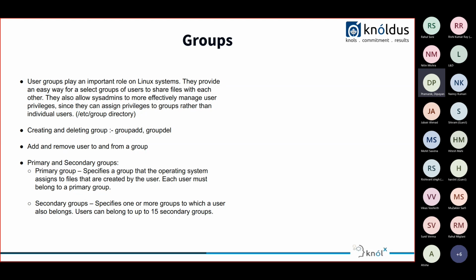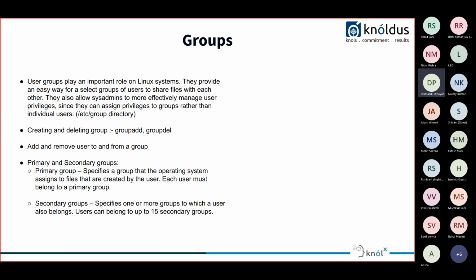So for that, they brought the concept of primary and secondary group. So every time a user makes any changes, the history of that change will show that this user has made the changes and that the user belongs to a group. So this is the flow. That's why every user should belong to a primary group.